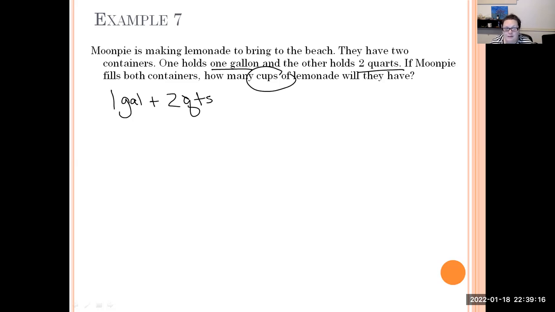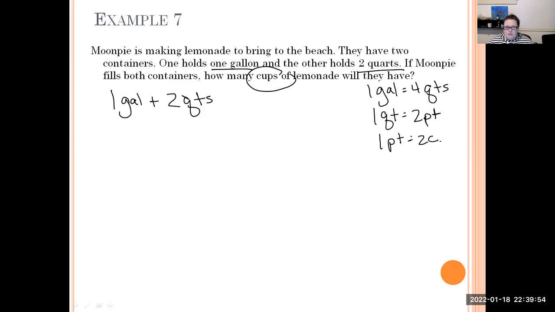And I know we're heading to cups. We don't have a way to get directly from either one of those to cups. So we're going to have to look at our useful conversions and come up with a couple different things. What we had in the last one was 1 gallon is equal to 4 quarts. Then we also know that 1 quart has 2 pints, and then 1 pint has 2 cups. So that's how we're going to get there.